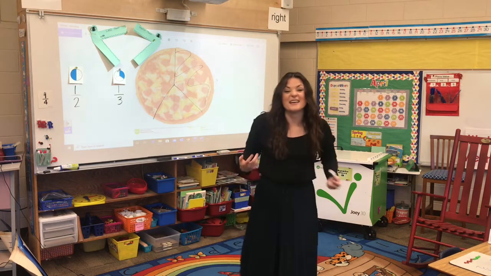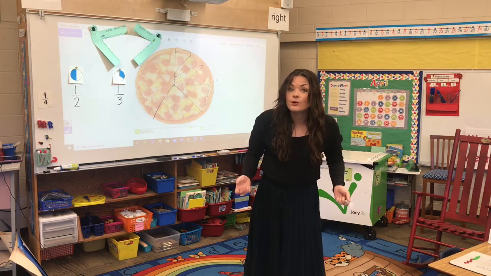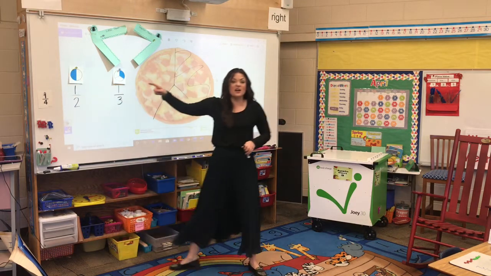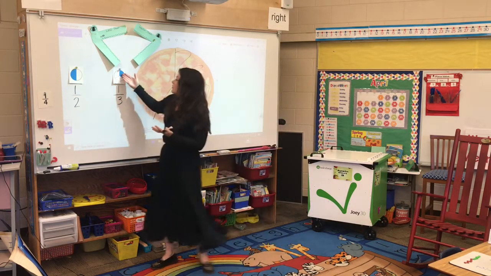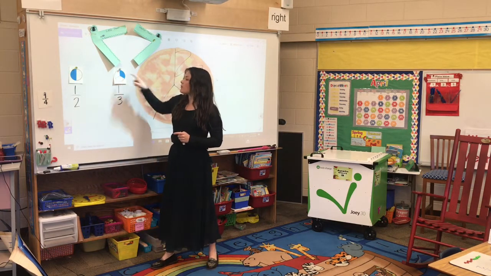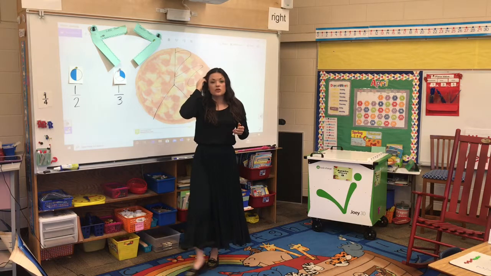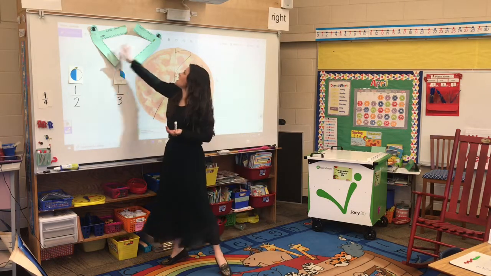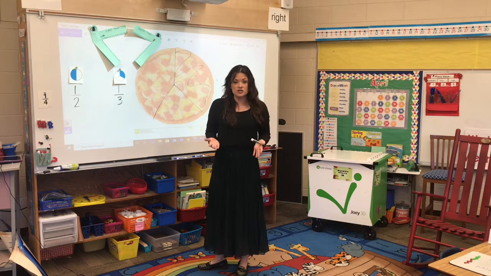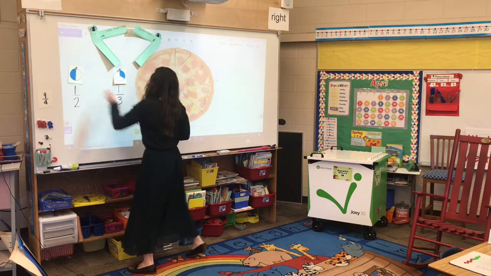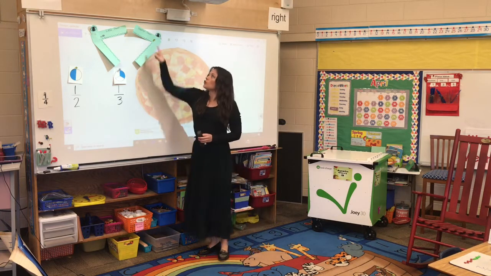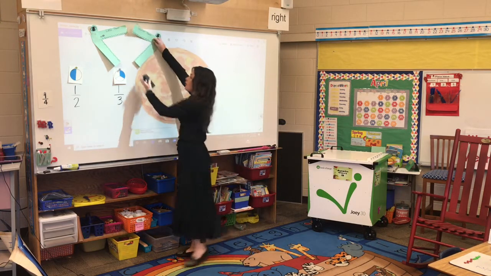Which one would you want to eat? You probably said 1/2 because half of a pizza is way bigger than a third. There's more here to eat than just my 1/3. So boys and girls, we're going to put a less than or greater than sign in the middle between these two fractions, because we just figured out that 1/2 of a pizza is greater than 1/3.